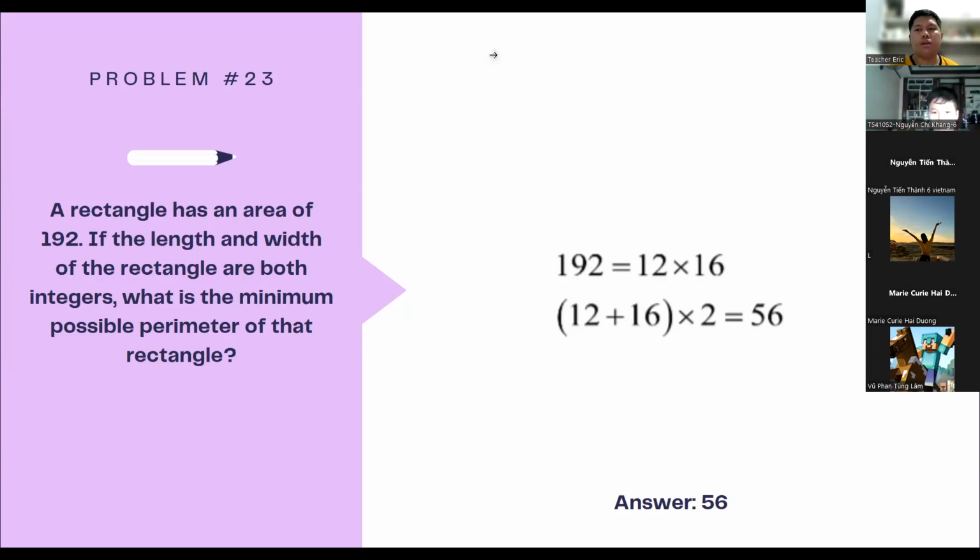Teacher, yes. How to know the length and the width? Again, how to know the length and width? How to know the length and the width?